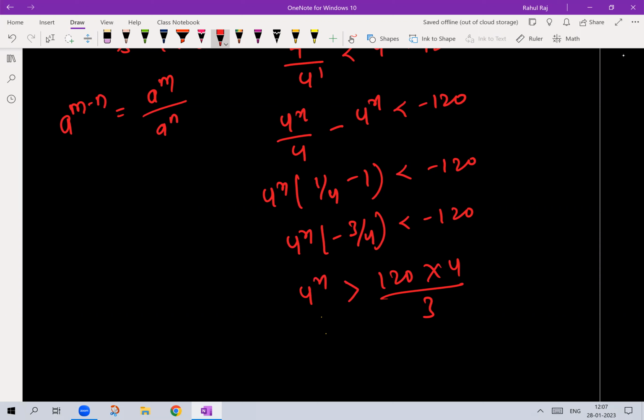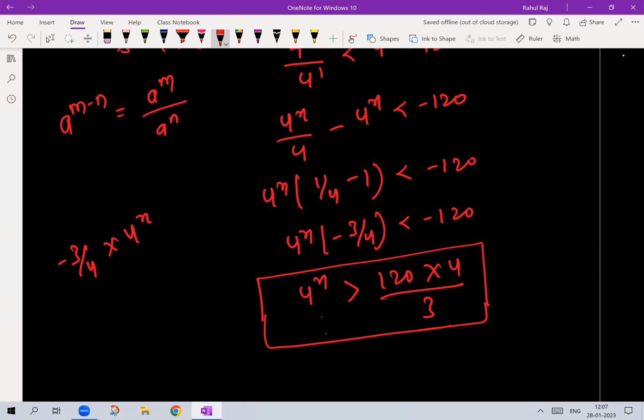How what I did here? Yeah, it's clear. But this is, yes, Rahul. 3 by 4 is an exponent, right? Not exponent, it is multiplication. 4 to the power x multiplied by minus 3 by 4. So it is just this. Minus 3 by 4 into 4 to the power x. This is just this. Understood? Okay.